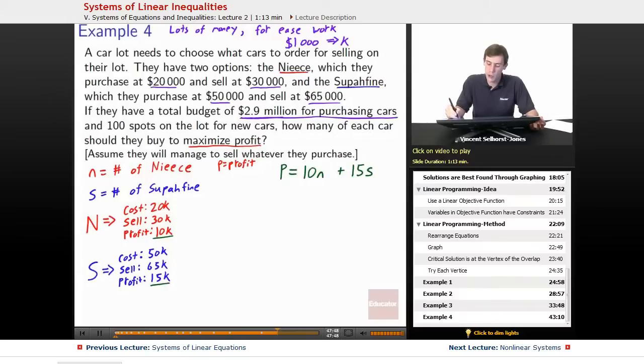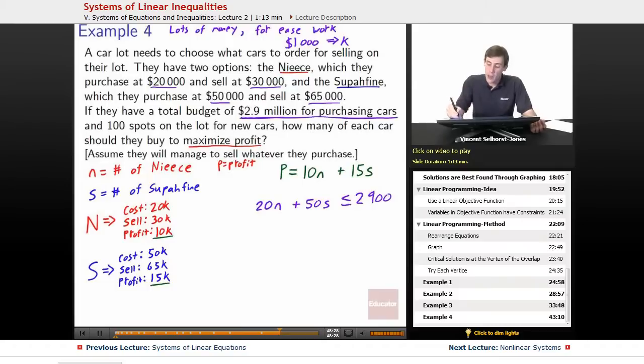So if it's $2.9 million for purchasing cars, well, each nice that we buy is going to cost 20N. And each superfine that we buy is going to cause us to spend 50S. So 20N plus 50S is how much we've spent on cars. Now they can spend up to 2.9 million, right? So 20N plus 50S has to be less than or equal to their total budget. And their total budget is 2.9 million, which we can write out as 2,900, because 2.9 million is the same thing as 2,900,000. So since we divided everything by 1,000, we're now dealing with 2,900.